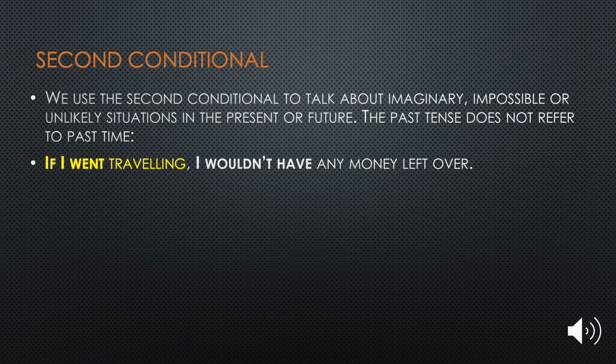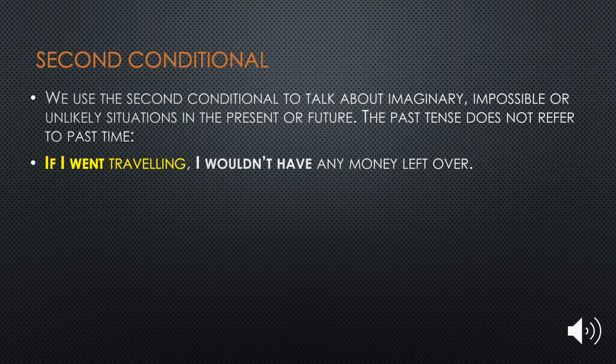The next type of conditional is called second conditional, and we usually use it to talk about imaginary, impossible, or unlikely situations in the present or future. Even though we use past tense, it doesn't refer to the past, okay? So this is something that you're imagining. So if I went traveling, I wouldn't have any money left over.